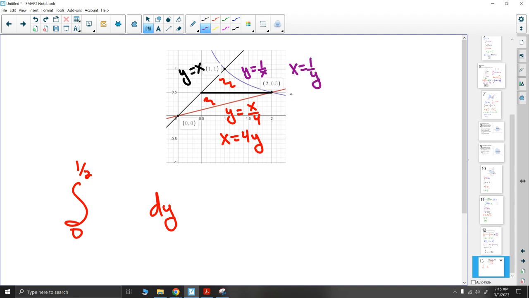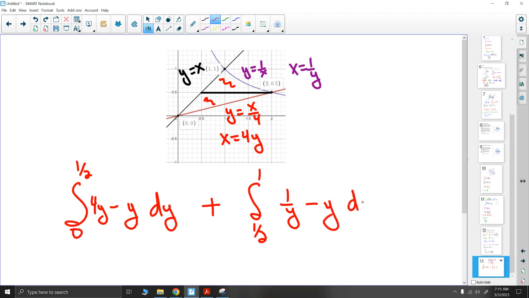Again, we want it in terms of y here. So first region, from 0 to 1/2, it's the right hand, so that is 4y minus the left hand, y. Then we're going to add this to the integral from 1/2 to 1 of our purple function now. So that is 1 over y minus y dy.